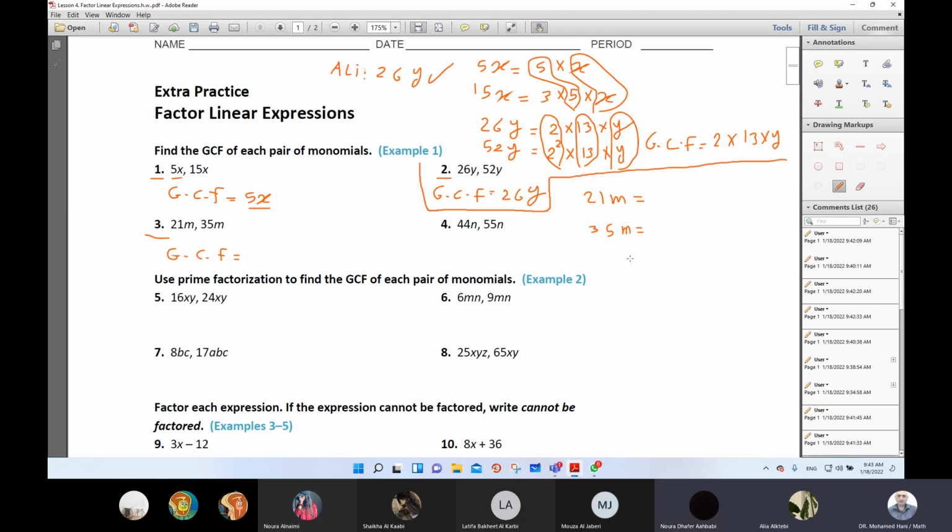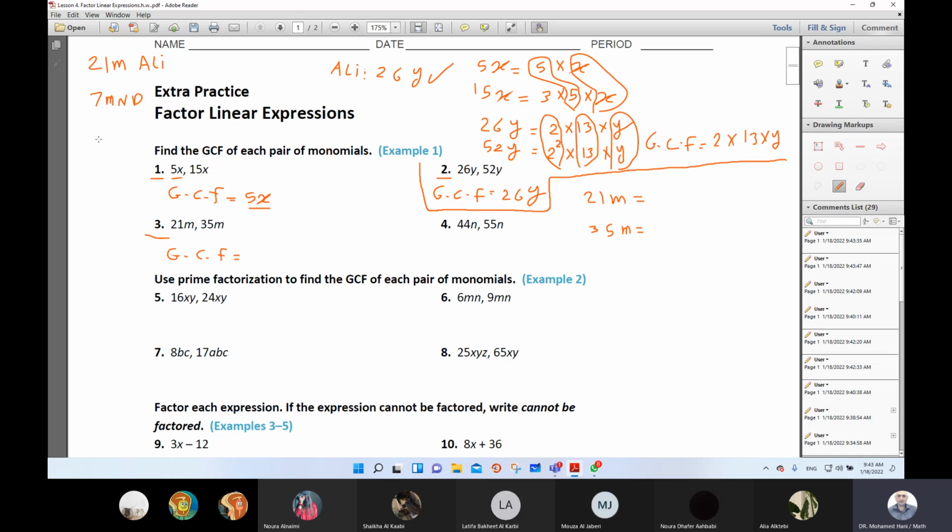Mister, is the answer 21M? Mister, is the answer 7M? So Alia said 21M. Noura, repeat your answer. 7M. Noura said 7M. Who has a different answer?